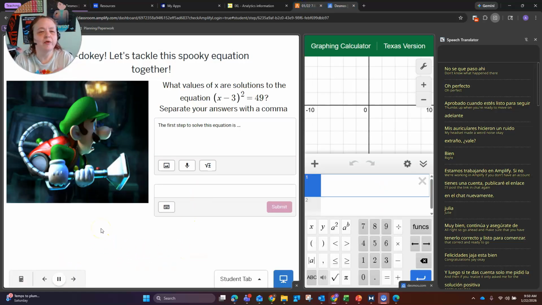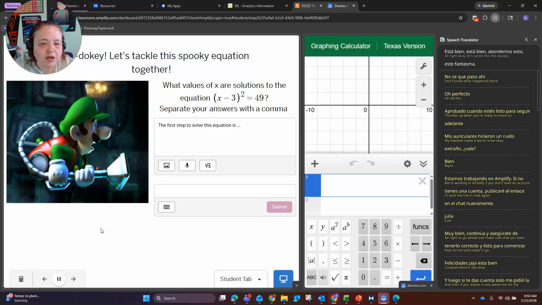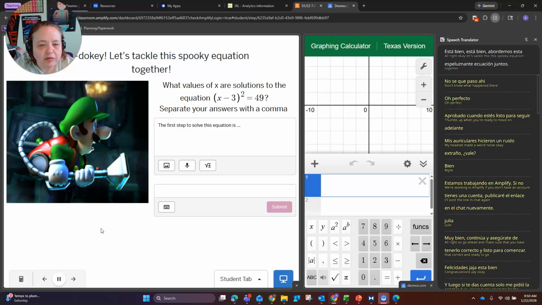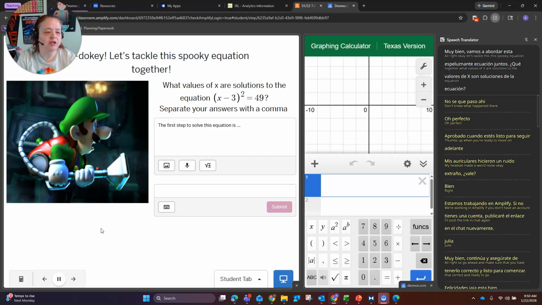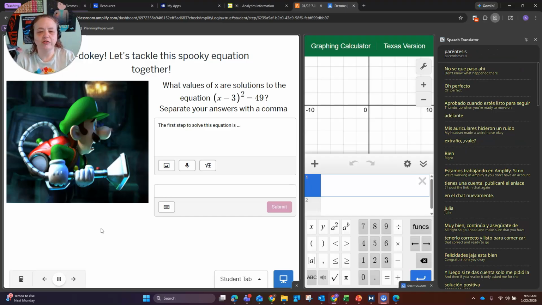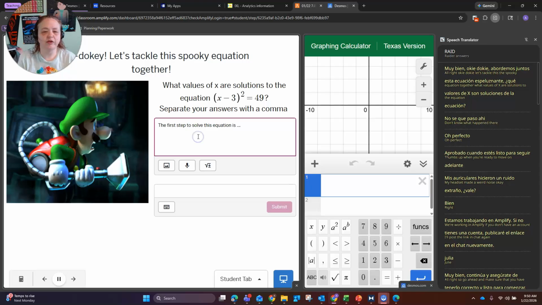All right. Okie dokie, let's tackle this spooky equation together. What values of x are solutions to the equation? Parentheses x minus 3, close parentheses squared is equal to 49. And we want to separate our answers with a comma. So first of all, what's the first thing we need to do here? What is the first thing we should do? What's the first step?